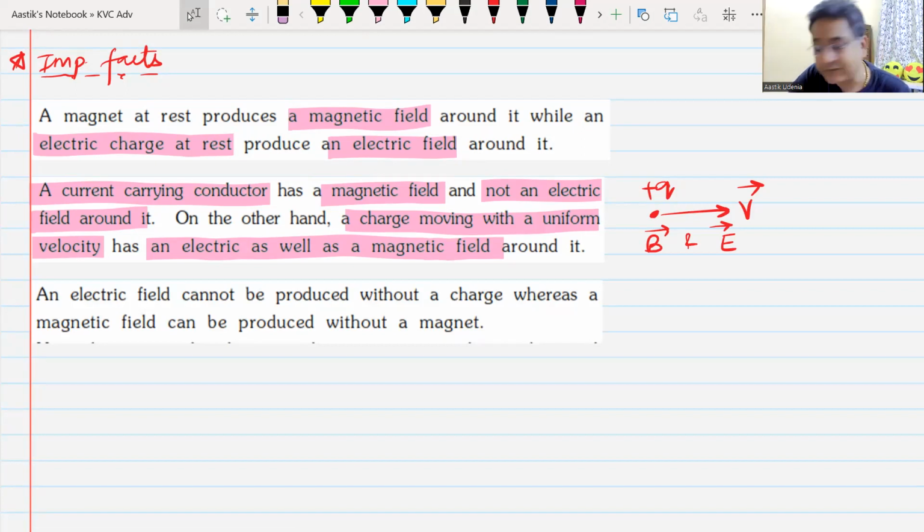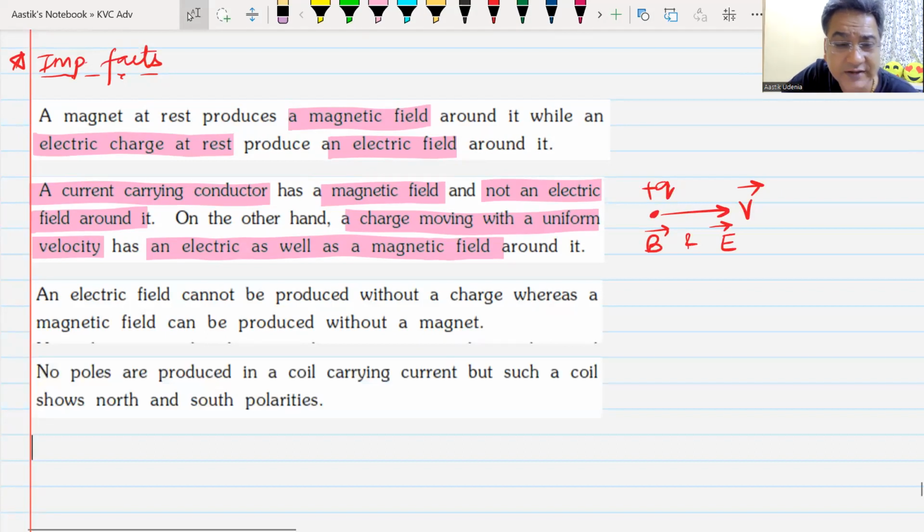Now, when a current carrying wire or a current carrying coil creates a magnetic field, we have seen that we can find out the magnetic moment of that current carrying coil. What was the magnetic moment of a current carrying coil? Do we remember? NIA, sir. NIA.